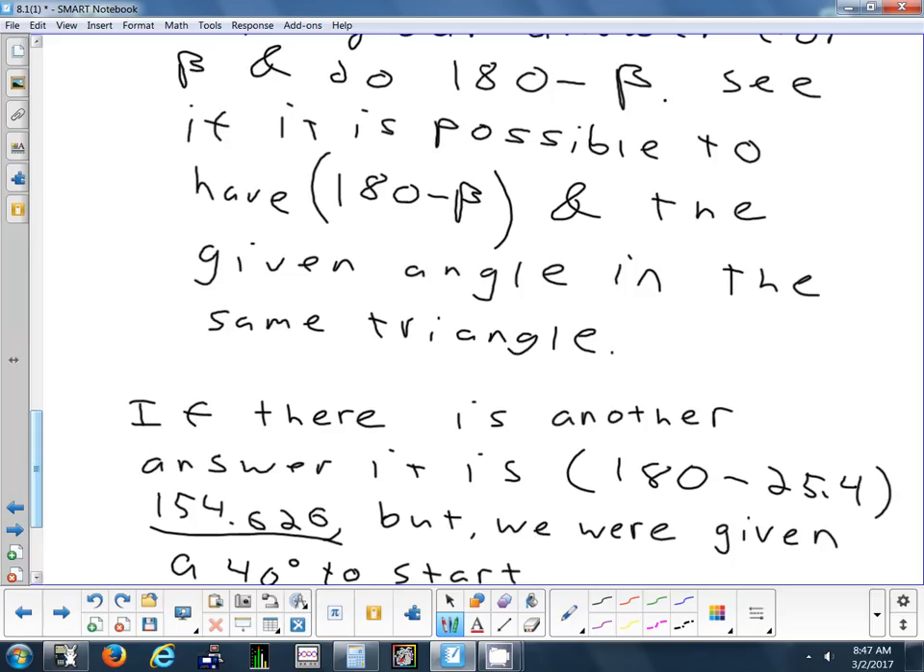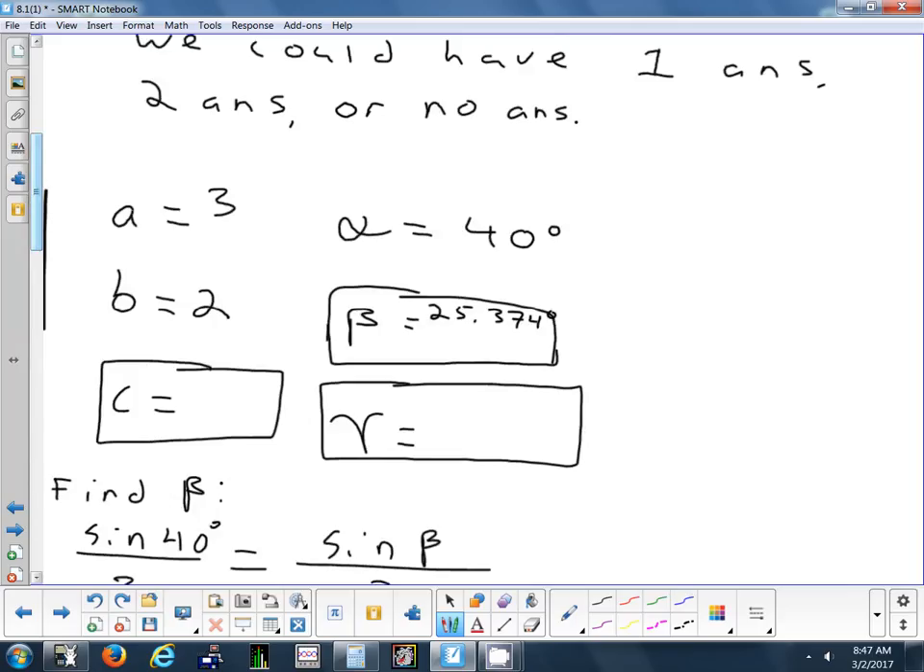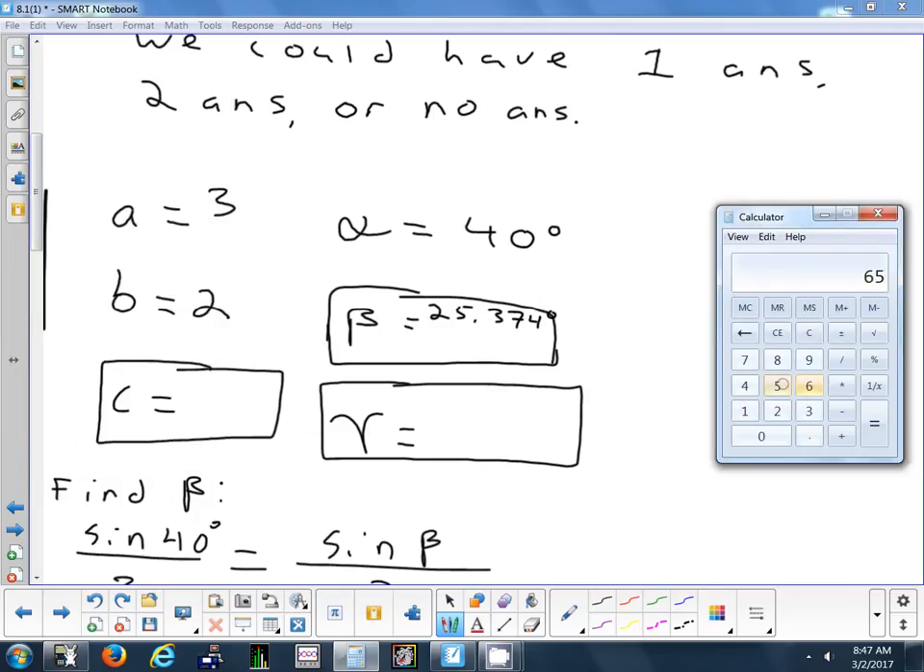Okay, so now from here we just finish it like a normal problem. But we do have to find something next. Out of the two things we don't know, which one do I have to do next? I have to do gamma. Okay, I cannot do C. So, how do we get gamma, Trevor? So if I add those up, I get 65.374. And I'm just going to do it this way. Subtracting from 180. 114.626.